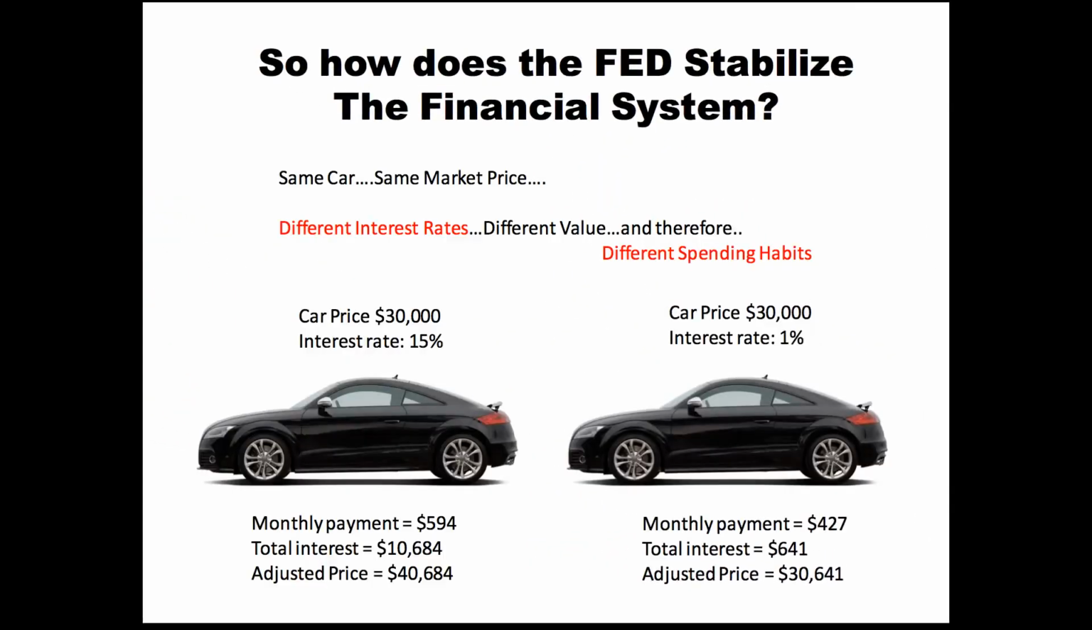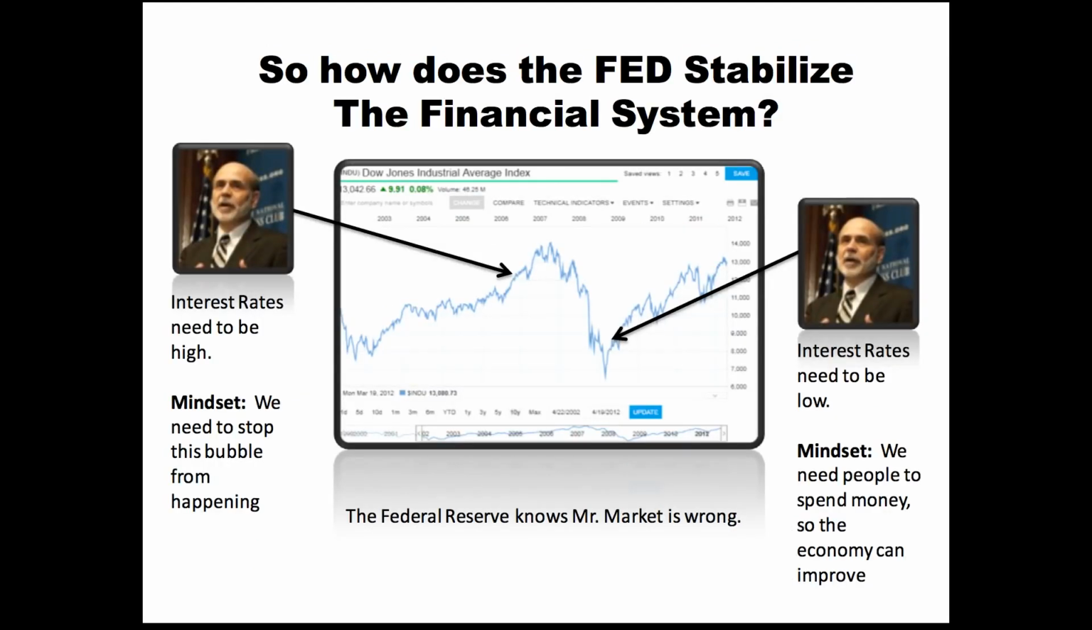So let's look at these scenarios side by side. We have the same car with the same market price, which was $30,000, but we have different interest rates, one being 15%, the other being 1%, and so we got a different value at the end, and therefore different spending habits. In one case you bought the car, and in the other case you didn't, even though the car was the same exact price. So those interest rates changed your spending habits. The Federal Reserve understands this. They understand that if they can adjust the interest rates, they can adjust your spending habits.